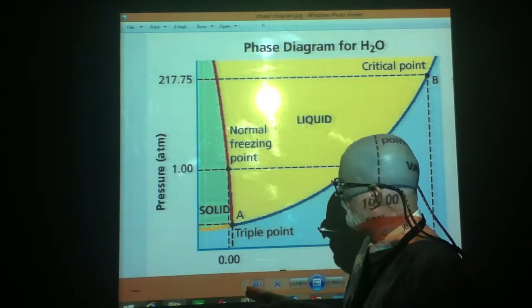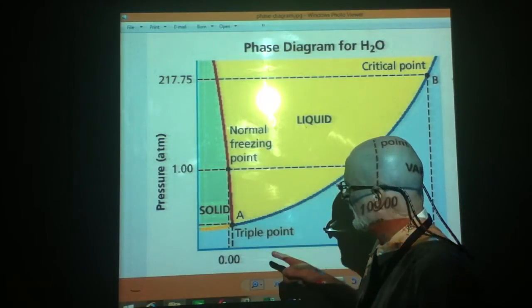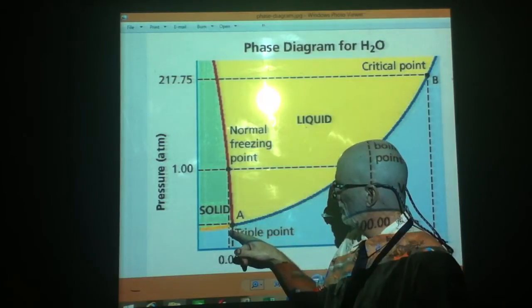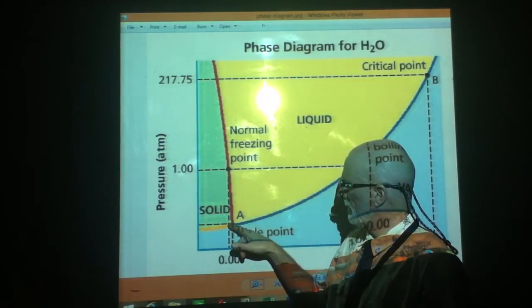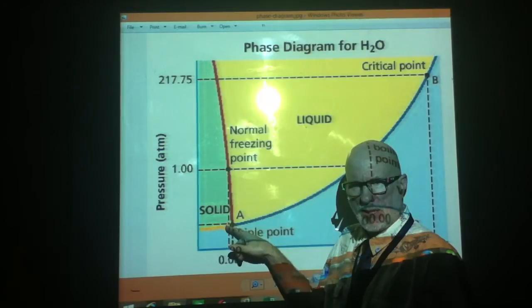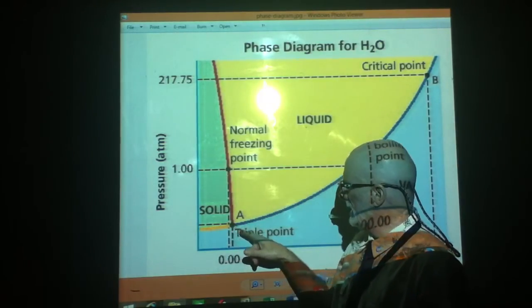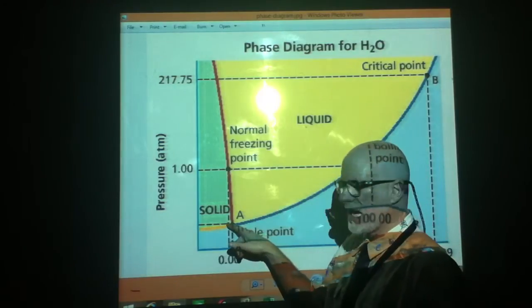What happens when you go, look down here. Look down here. There's a little place here. See right here? There's a little place. The lines are very fat, right? But there's a certain place here where you're going from a solid.